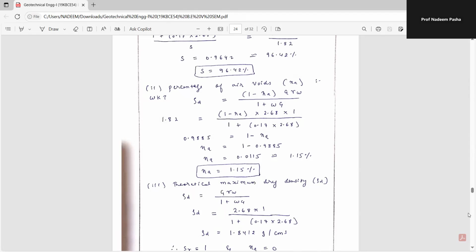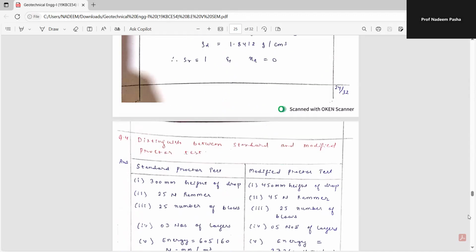Percentage of air voids Na, using the relation gamma D equal to (1 minus Na) G gamma W divided by 1 plus WG. Gamma D is 1.82, G is 2.68, gamma W is the unit weight of water 1, water content W is 0.17. If we do the calculation, it comes out to be 0.0115 or 1.15%. Next, theoretical maximum dry density gamma D equal to G gamma W by 1 plus WG. G is 2.68 into 1 divided by 1 plus W 0.17 into 2.68. So gamma D comes out to be 1.8412 gram per centimeter cube. Degree of saturation S is equal to 1, Na equal to 0.